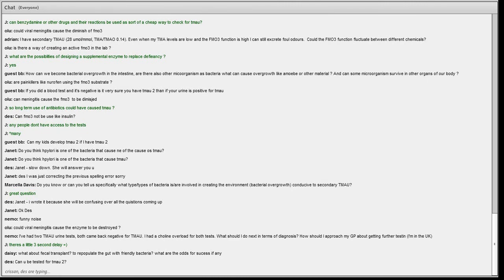So if the methylotrophs increase in number, they will produce more trimethylamine. And as I said, once it starts, they perpetuate themselves because they are creating this very nutritious environment for themselves.